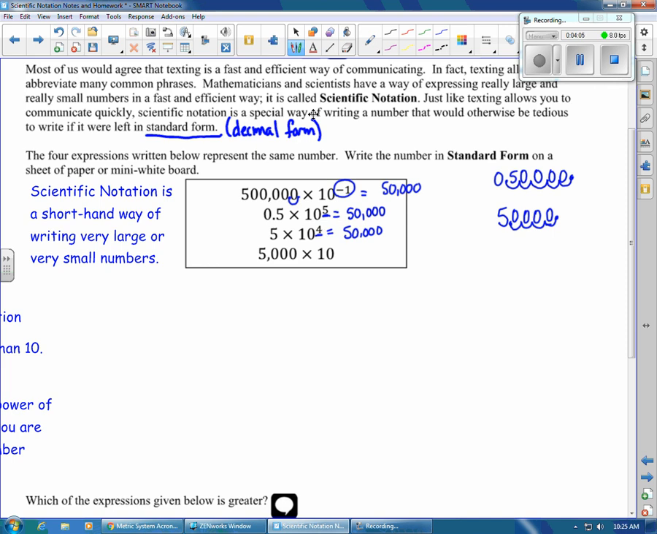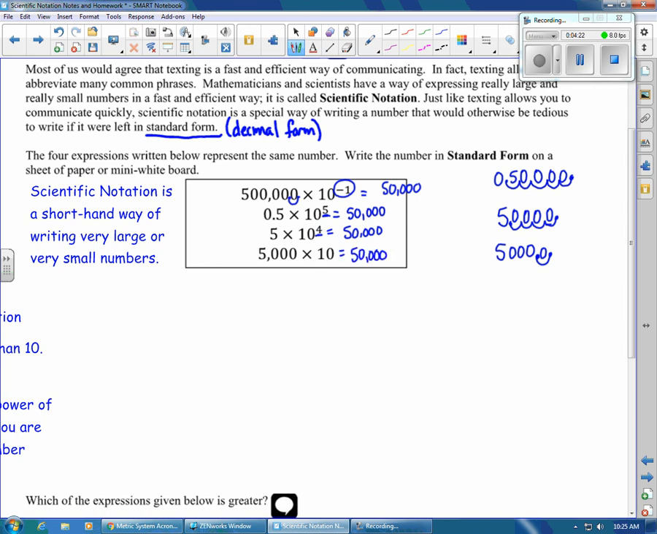Now I've got 5,000 times 10. Here's my 5,000. Again, here's my decimal, and I'm just multiplying it times 10 one time. So I'm just moving it once, adding in a 0, and again, I've got my 50,000.